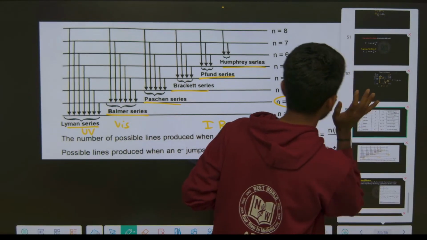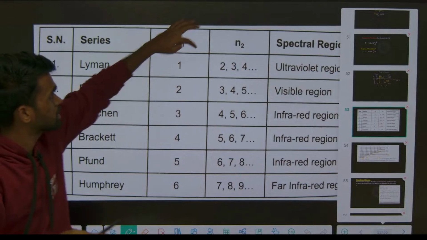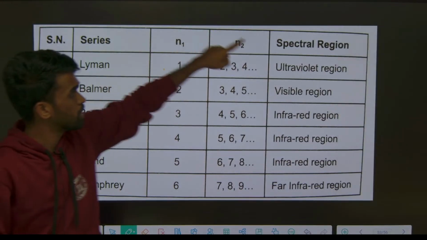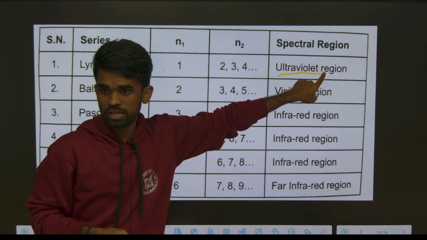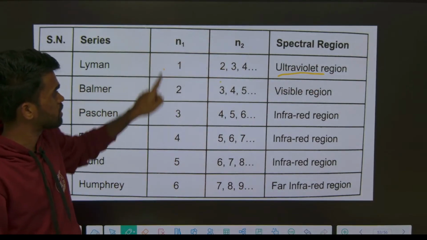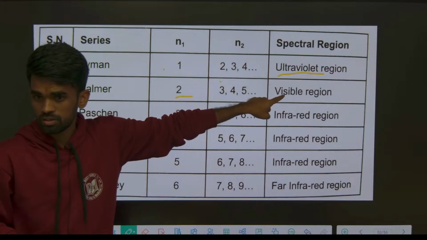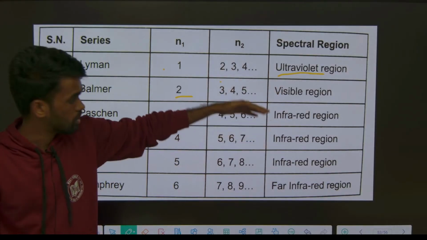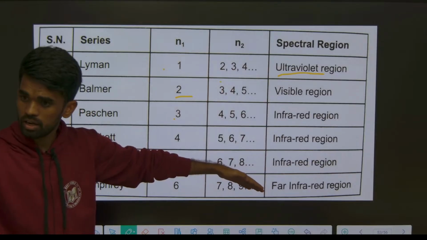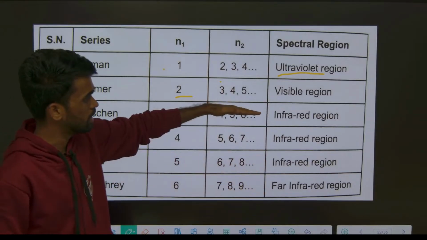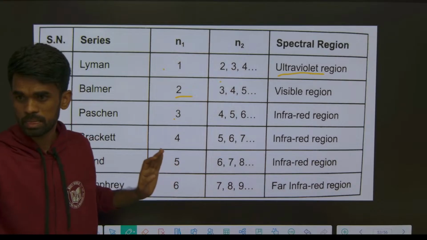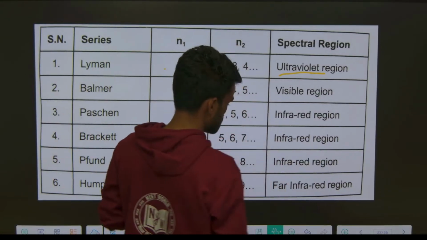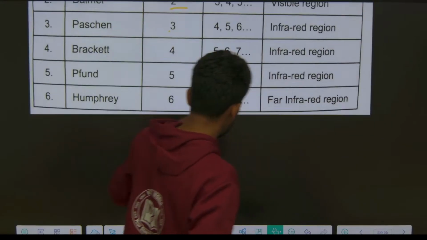Now look at here. What I told you: Lyman series means any higher energy state to the first, and that appears in the UV region. Any higher energy state to the second is visible, any higher energy state to the third is IR. The remaining are also all IR only, like near IR, mid IR, far IR you can say, in the range of infrared. Next thing is, now the question will be like this.